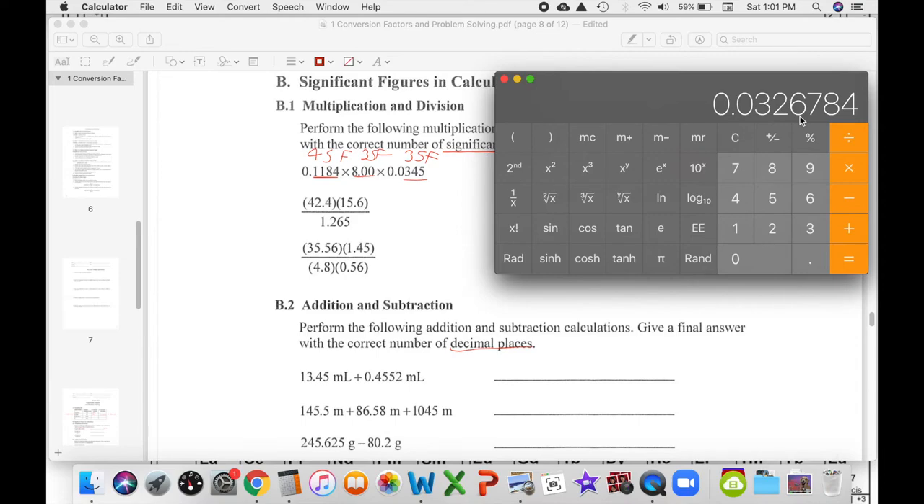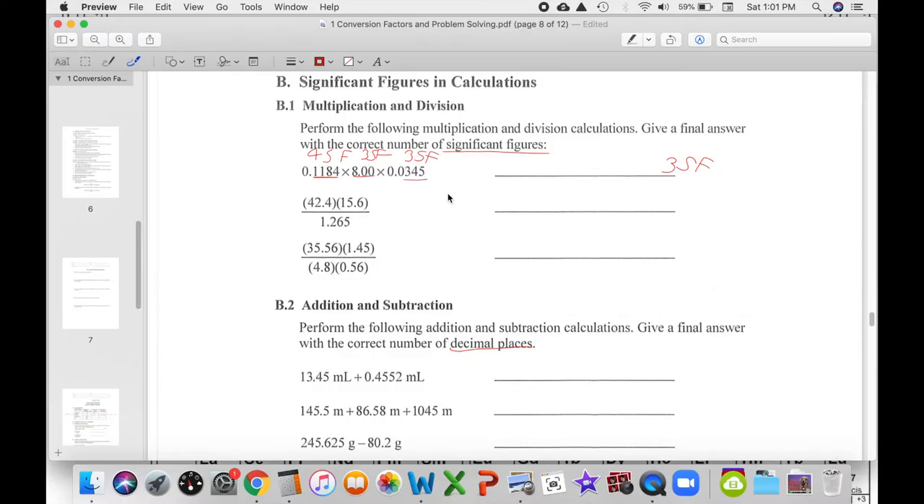Now, do we round that 6 up or not? And to decide that, we're going to look at that 4th digit, the 7, and ask ourselves, is this 5 or greater? And yeah, 7 is greater than 5, so we're going to round up. That 6 is going to round up to 7, so our answer is going to be 0.0327. So let's go ahead and write that.